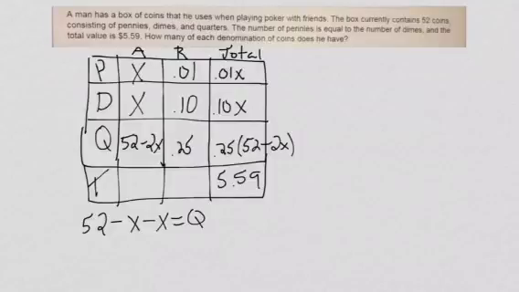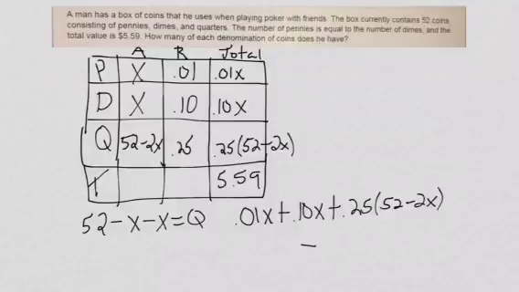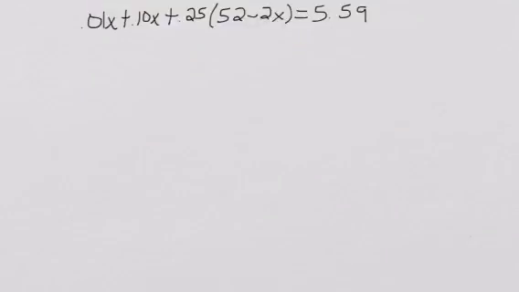Now, the tricky part is to set up the equation. Well, we have to think, how do we get that $5.59? We add up the three types of denomination. So we have 0.01x in pennies, plus 0.10x in dimes, plus the amount in quarters. And all of that added together equals the $5.59. Alright, so we have our equation.